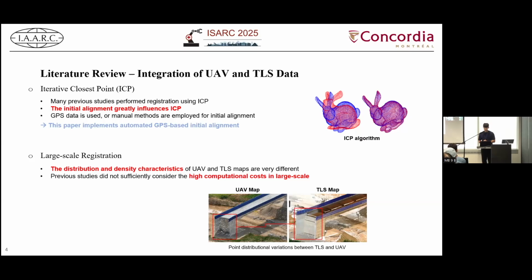And another challenge is large-scale registration. As you can see below, the UAV and TLS maps represent the same structure, but they have very different point distributional characteristics. It is important to carefully deal with this difference for accurate registration. Moreover, we should consider the high computational cost in large-scale scenes like construction sites.